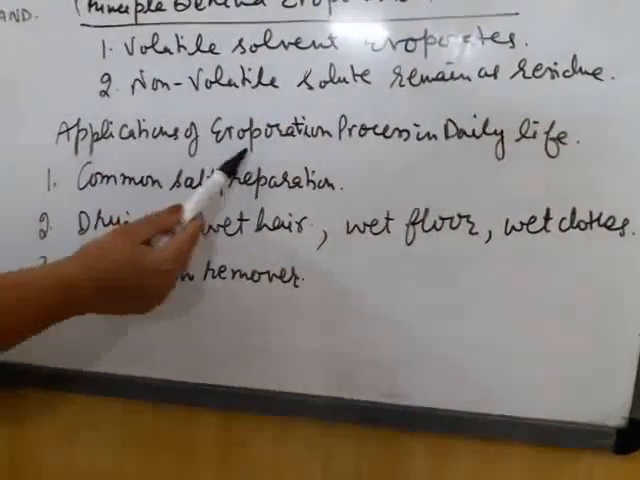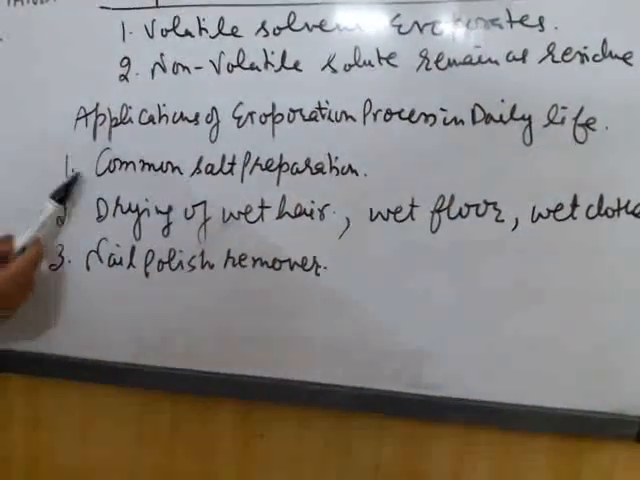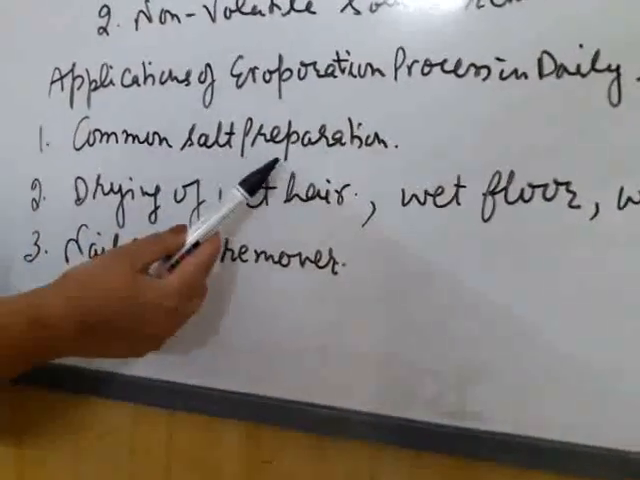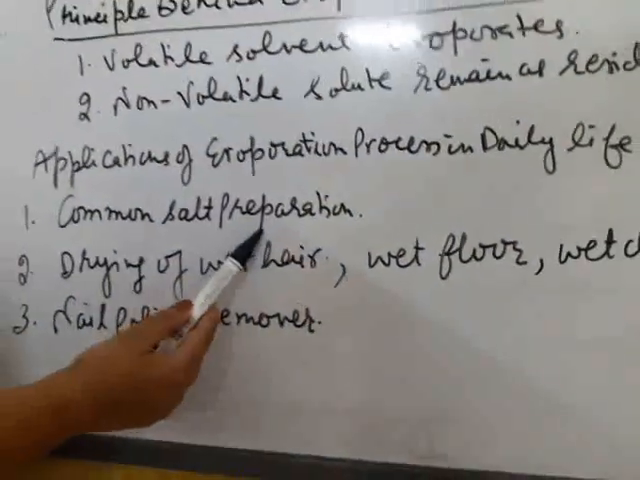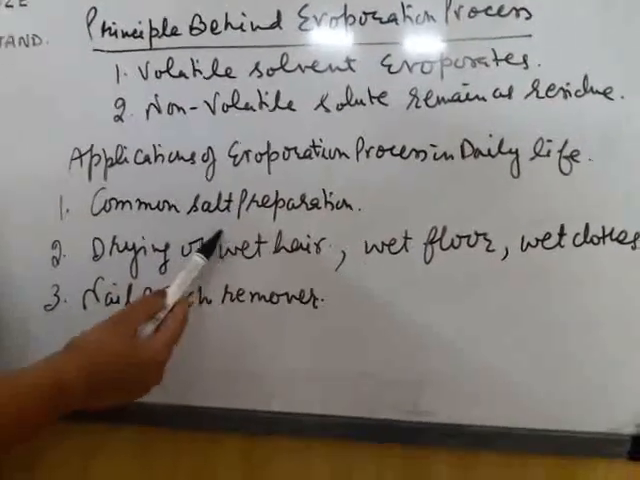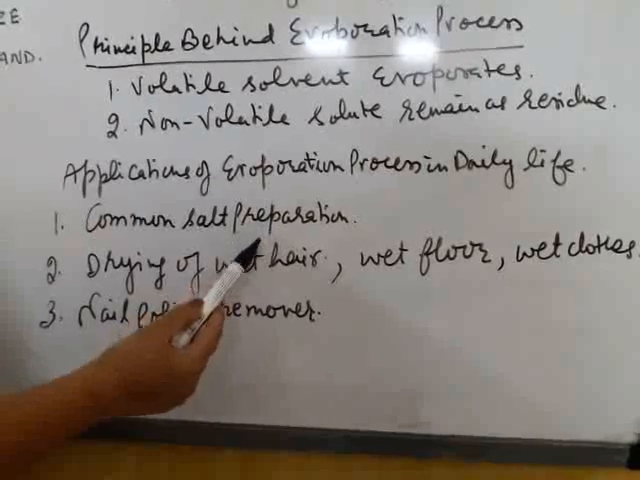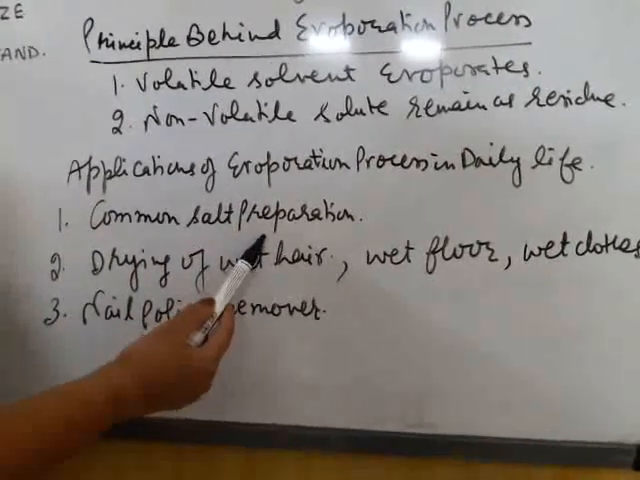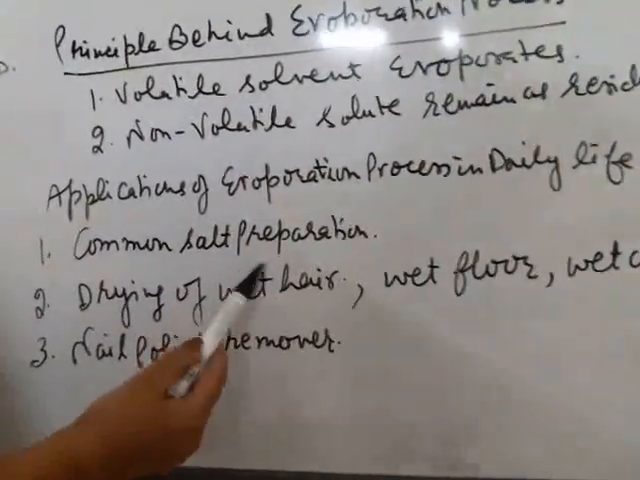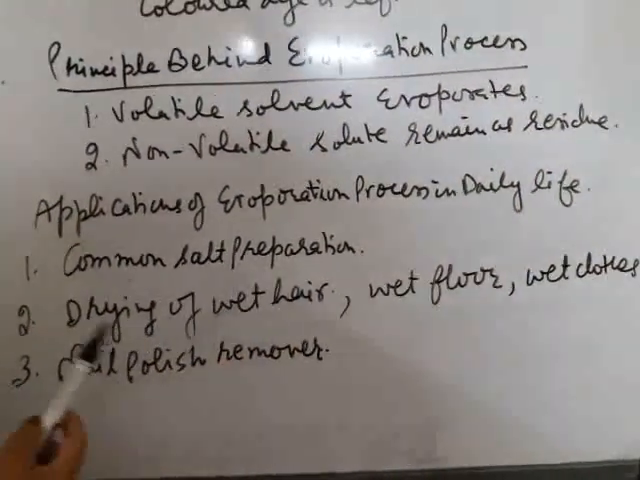So, applications of the evaporation process in daily life. First is common salt preparation. You might be knowing that common salt is prepared from sea water, and seawater lagoons are made where water is evaporated and common salt is left.